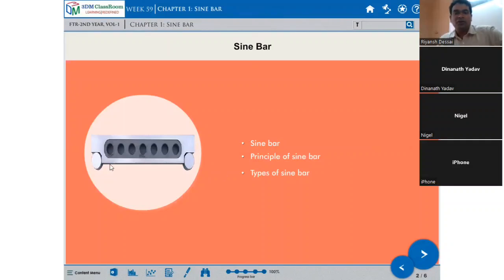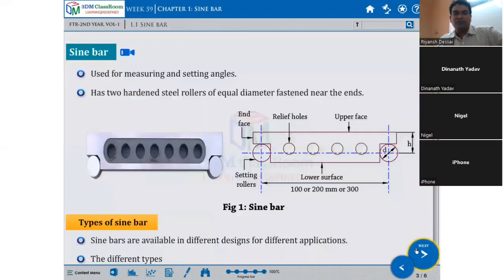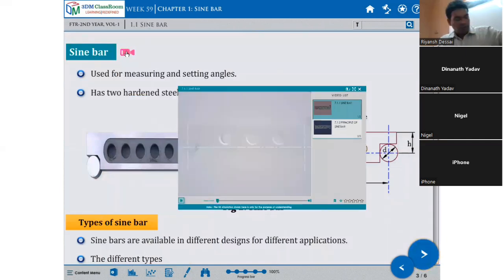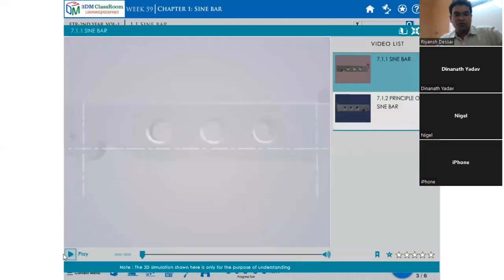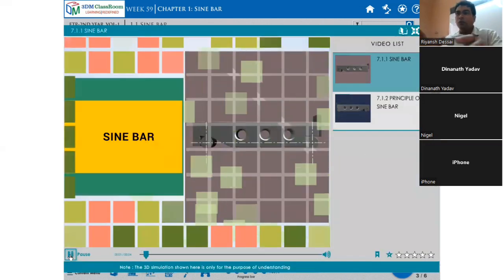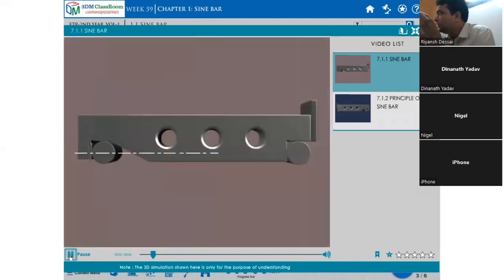There is an instrument called a sine bar. Now, this sine bar has a principle and types. Before starting this topic, it's a very simple topic but very important. Just see what the sine bar is, why it is required, and what the use of the sine bar is.